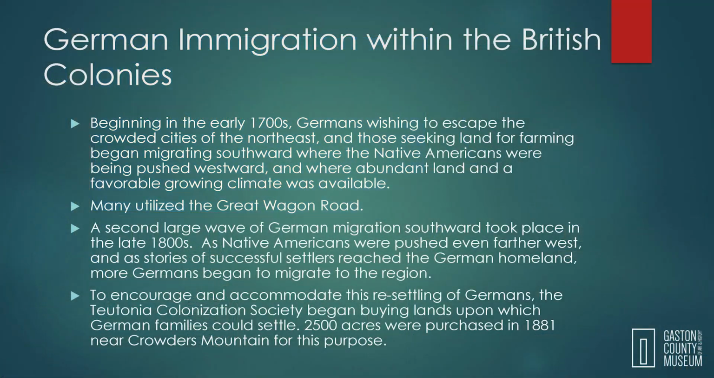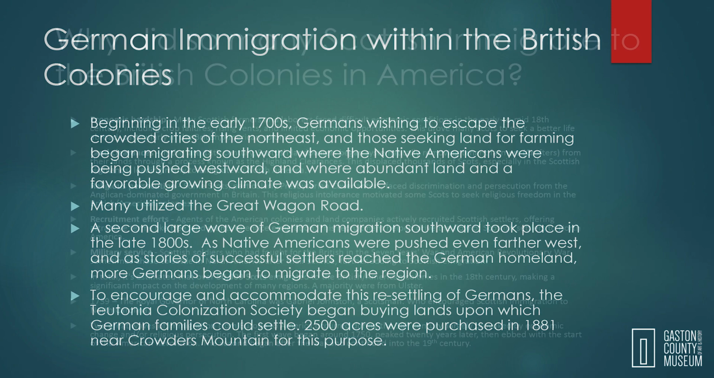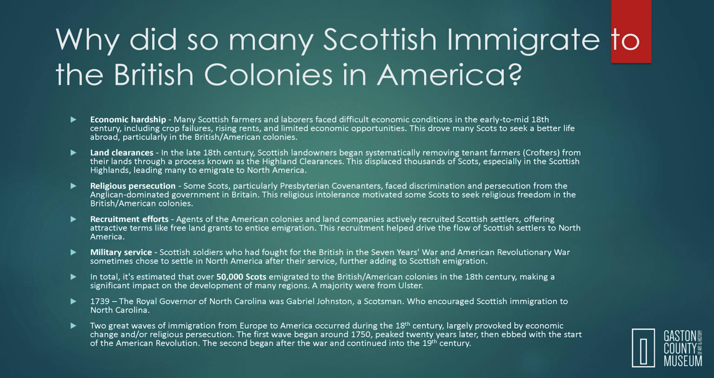We'll skip through this because of time, but Germans, we had a lot of those come because of the crowded cities in the north. They were looking for farmland and open land. This is why the Scottish came over: economic hardship, land clearances. They were kicking tenant farmers off of their land, so they had to go somewhere. So many of them went to Ireland. That didn't work out, so they came here.